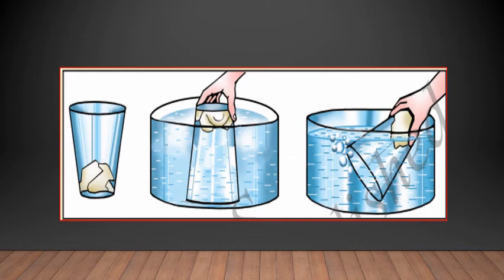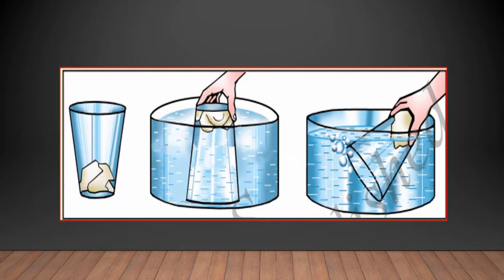Now tilt the glass slightly. As you can see in the third image, tilt the glass slightly. What do you observe? Air bubbles come out of the tumbler and water goes inside. Well, how does this happen? An empty tumbler is not really empty. It is filled with air. When it is pressed inversely in a trough filled with water, air comes out and the water goes into the tumbler.